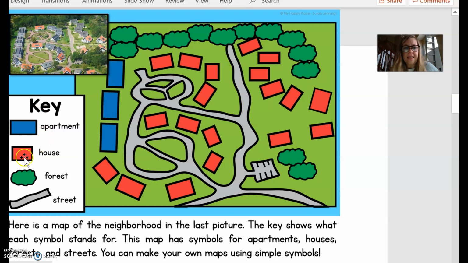And then the houses are represented with these red rectangles, and you can see they go around the street just like in real life. And then the forest behind those houses. And they've also included the streets. That's the gray squiggly lines and circles.